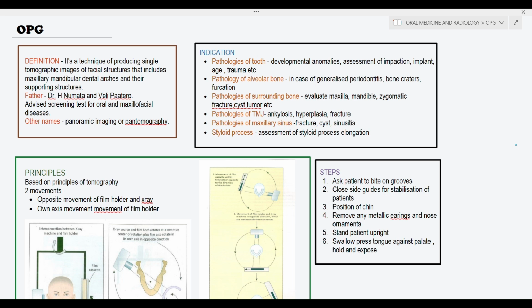Today we are going to study the topic OPG, which is a very frequently asked topic in oral medicine and radiology. So first of all, considering the definition of OPG, it is a technique of producing a single tomographic image of maxillary and mandibular dental arches and their supporting structures. So let me show you some of the images of OPG.